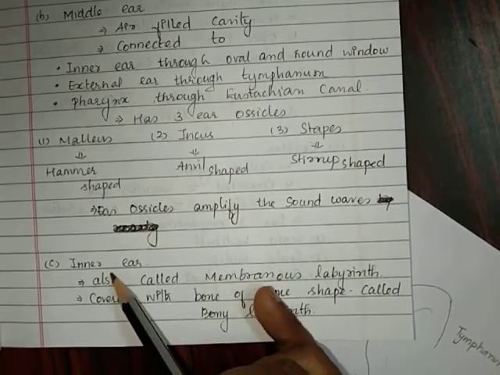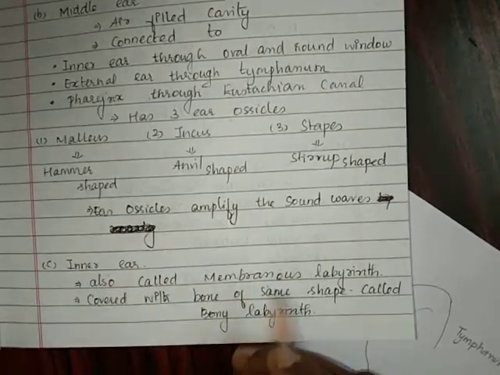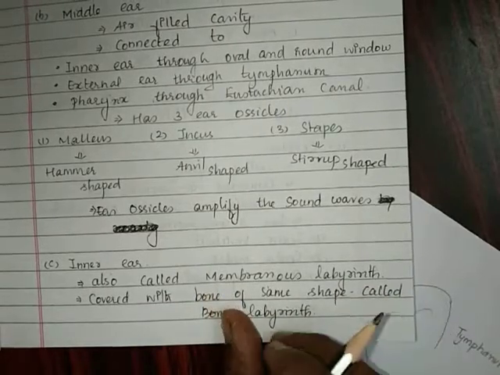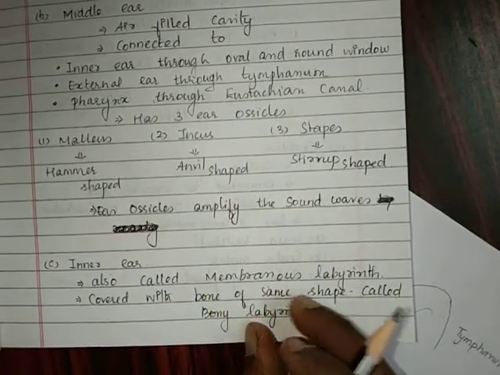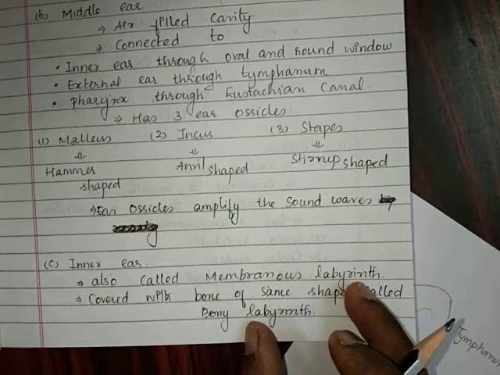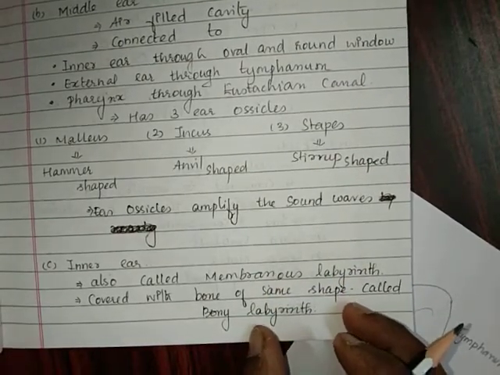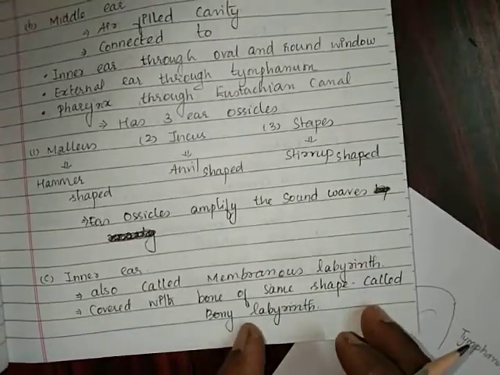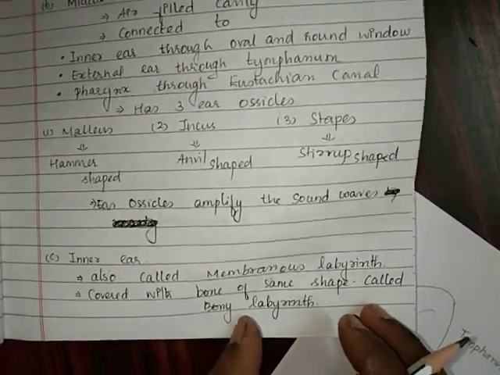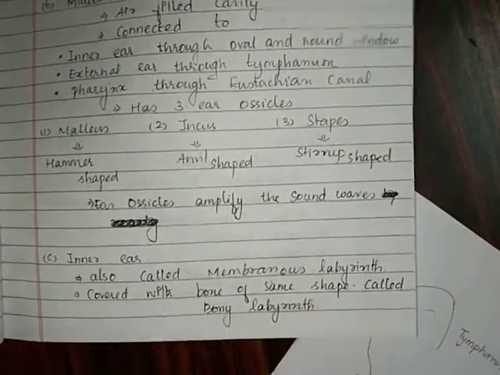And the next is the inner ear. The inner ear is also called the membranous labyrinth, and this membranous labyrinth is covered with a bone in the shape of the membranous labyrinth itself, which is a part of the temporal bone, and that is called the bony labyrinth. So the bony labyrinth is a part of the temporal bone, in the shape of the membranous labyrinth itself.